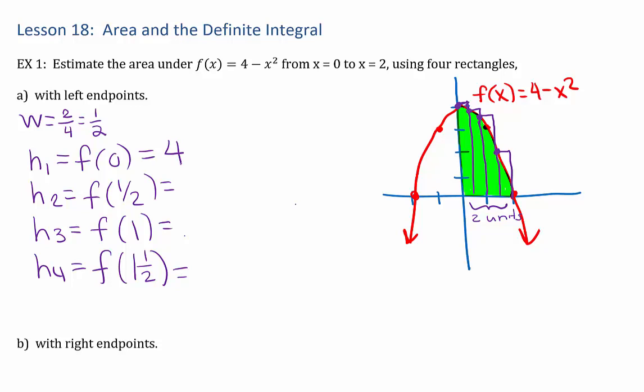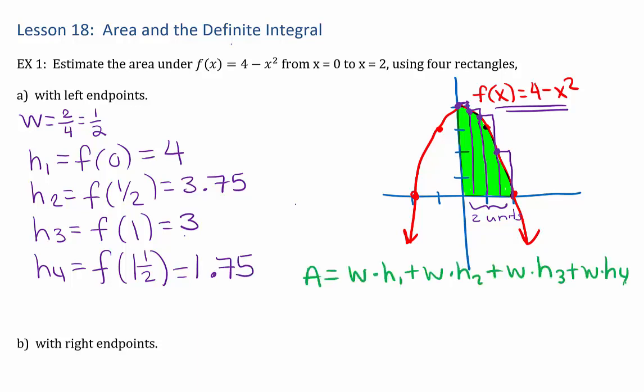The height of the second rectangle is whatever that y value is when x is 1/2. I can take 1/2 and plug that into my function, so 4 minus 1/2 squared. I put that into a calculator and got 3.75. My third rectangle, I plug in 1 into the function. 4 minus 1 is 3. And for the fourth rectangle, I'm going to plug 1.5 into the function, and I got a height of 1.75.